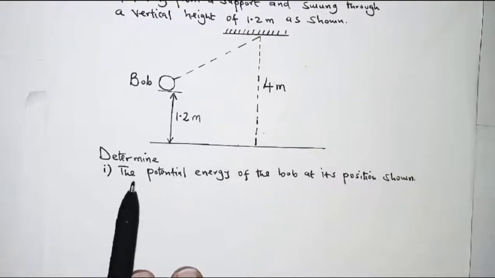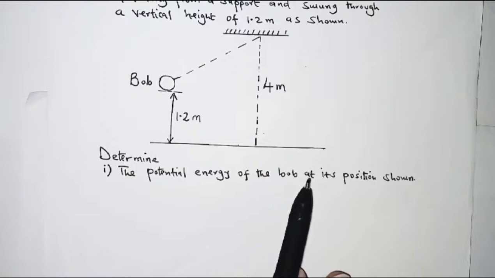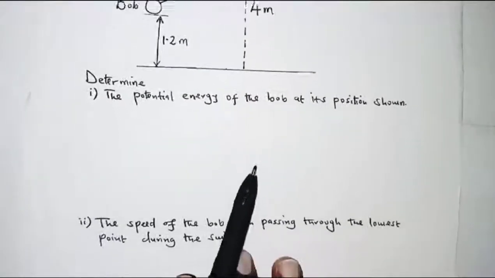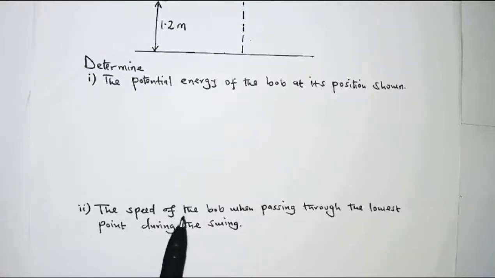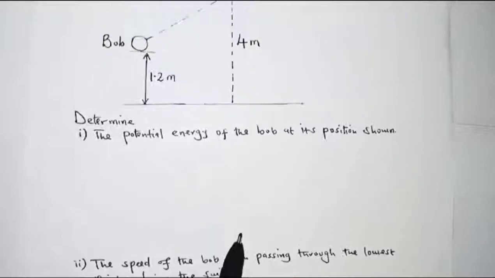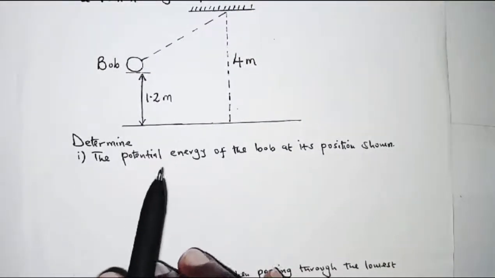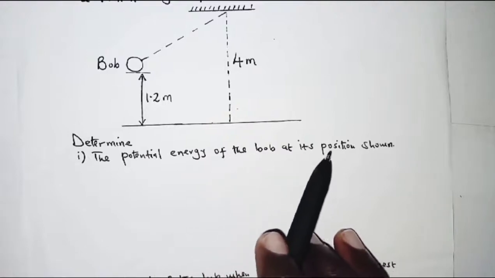Roman 1, determine the potential energy of the bulb at its position, so that is at 1.2 meters height. Roman 2, the speed of the bulb when passing through the lowest point during the swing. So for Roman 1, we are required to get the potential energy of the bulb.